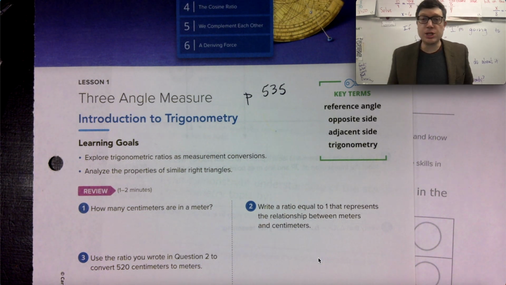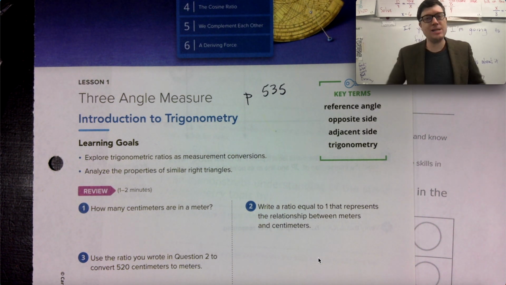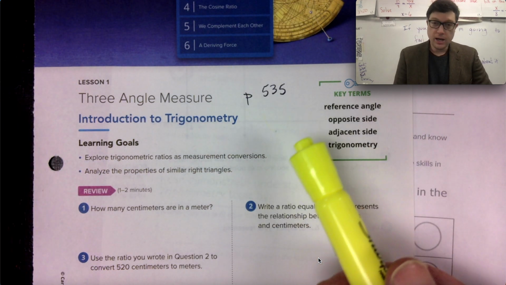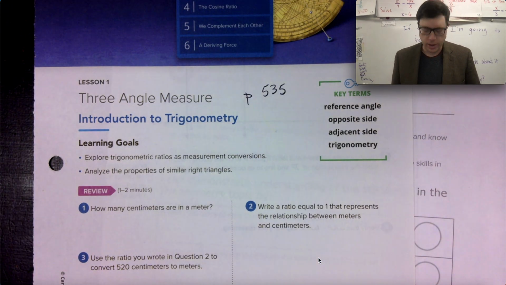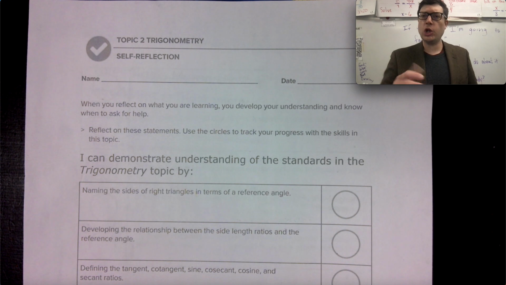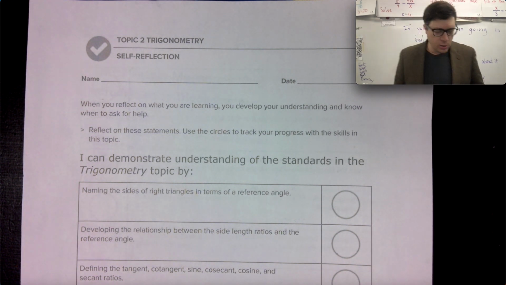Module 3, Topic 2. Let's start this thing. Lesson 1 is ready for you. Have a highlighter, a pen, a pencil, etc., stuff to write with. And then also find the self-reflection document, because I want to highlight that along the way. You should be reflecting on what you're learning.